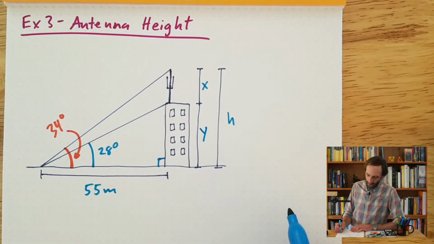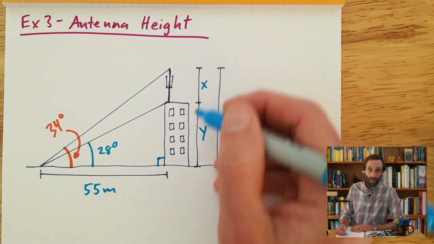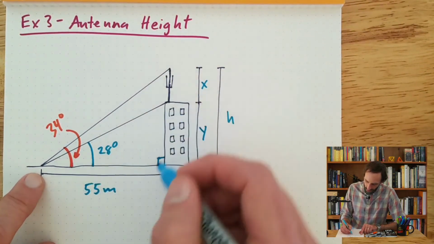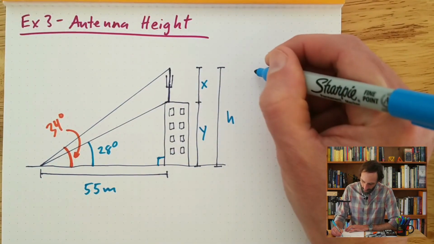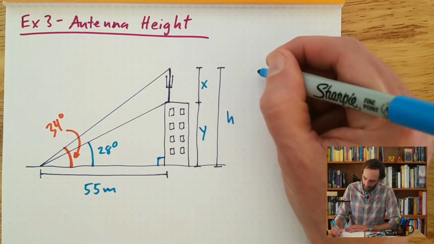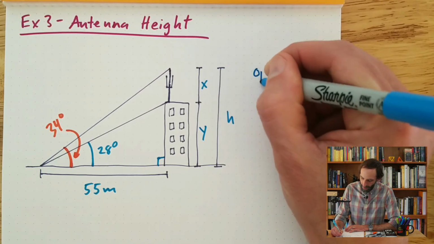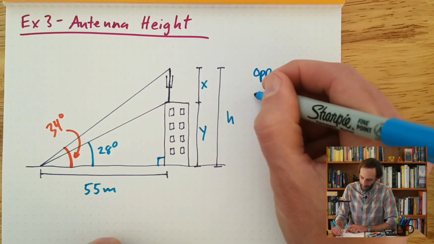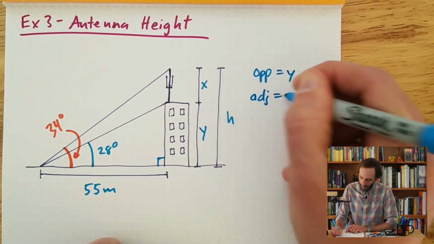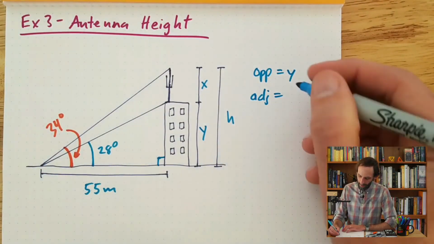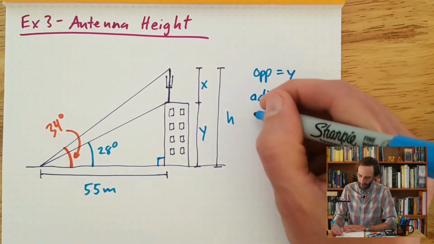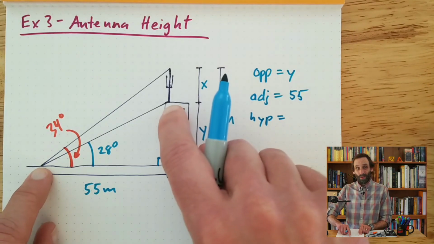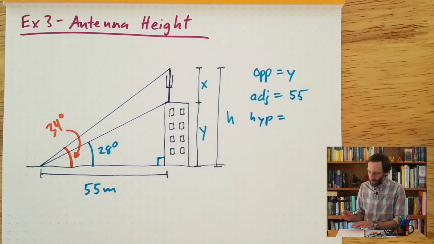All right, so let's start by finding the height of just the building, which is y. And in this smaller triangle, let's indicate what I know. So I know that the opposite, the rise, is equal to y. The adjacent right here is 55. And then the hypotenuse is this length here. I don't know what it is, but I also don't care. So I'll leave it blank.